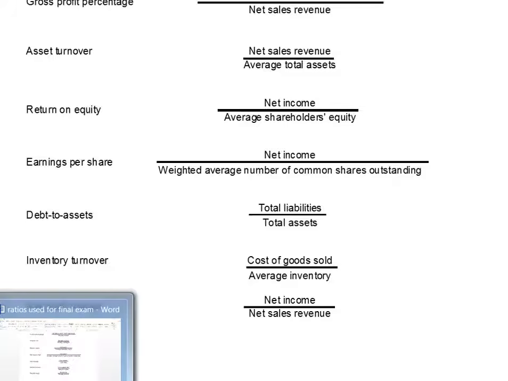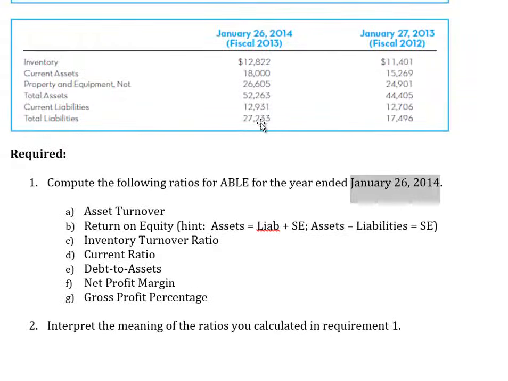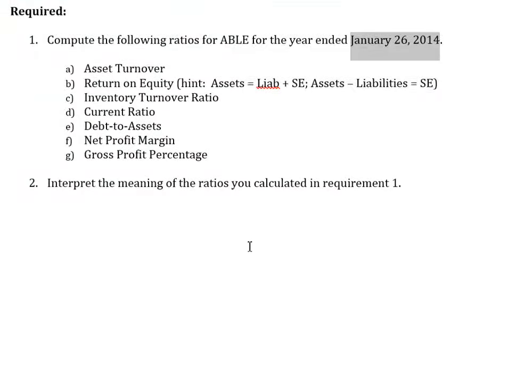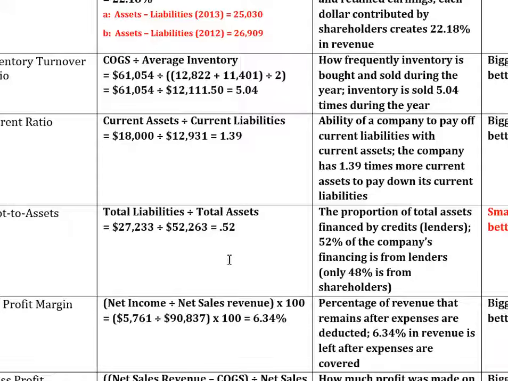So let's go to our question. At this date, January 26, 2014, we're going to take our total liabilities of $27,233 and divide it by our total assets, $52,263. So let's see what that gives us. If we go down here, that gives us 0.52. So what does that mean?